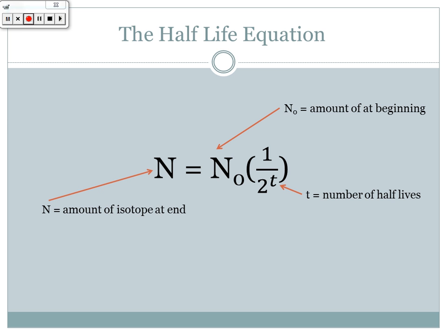Utilizing this equation, you can do a variety of things. You can figure out the amount of isotope that you're going to have at the end. You can figure out how much you had at the beginning. You can figure out the number of half-lives. You can figure out the half-life. You can do many different things.